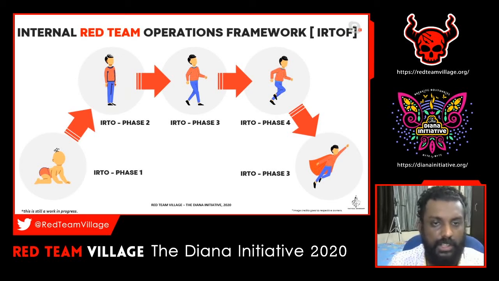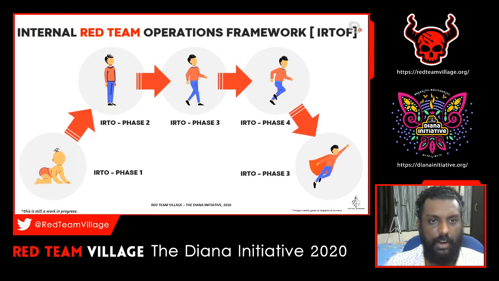Here is a very quick diagram. This is still a work in progress. We have created something called the Internal Red Team Operations Framework, which can be called IRTOF. We devised the functions or activities of an internal offensive team into 5 different phases. Maybe you have seen the picture from the Superman movie, from the crawling stage to the flying stage. We took the idea from there, and based on that, we have divided the actual operations into 5 different steps. Moving on to the next slide.